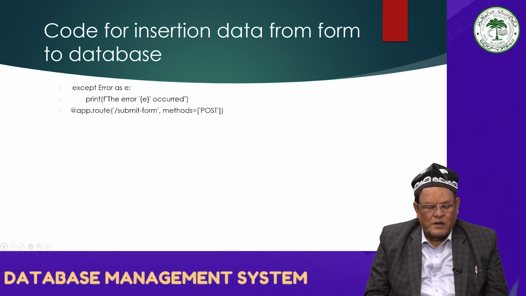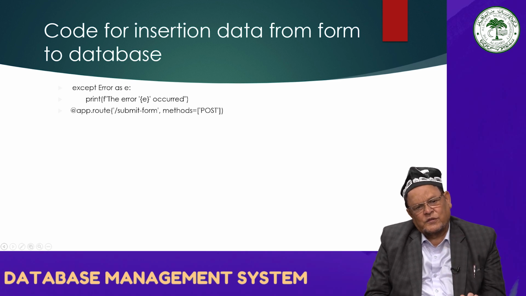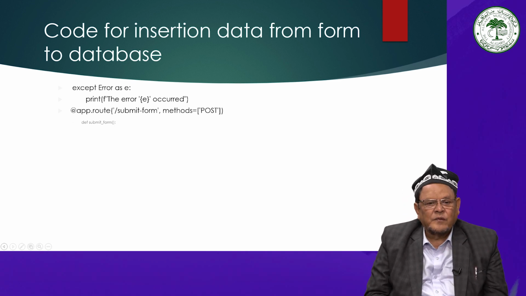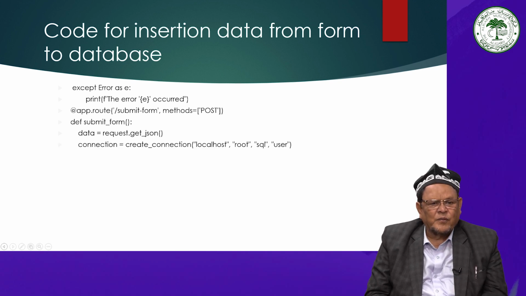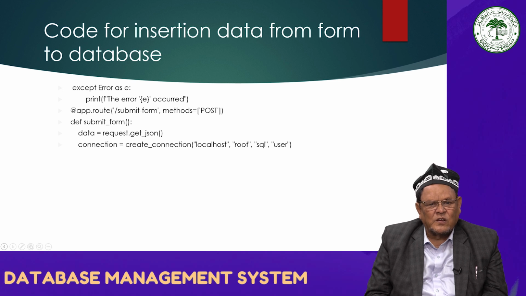Then at the rate app.route within parentheses /submit-form, then parenthesis closed, methods equal to POST. Here I have used the method POST. Then submit form. The data is equal to request dot get JSON parenthesis closed. So the request will get the data from that, and the connection is equal to create connection.